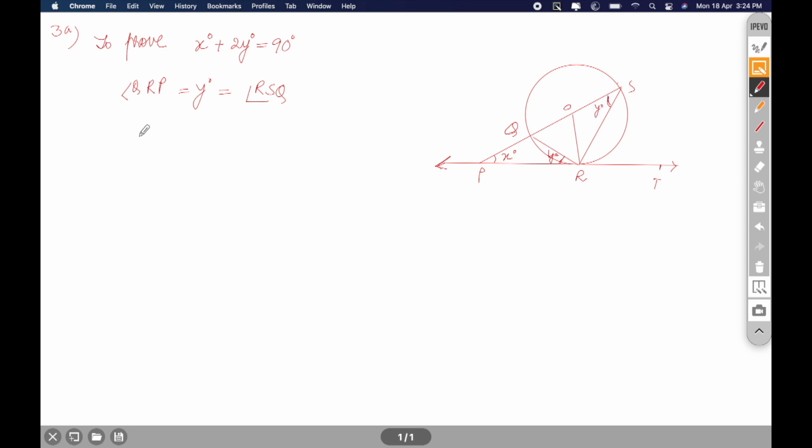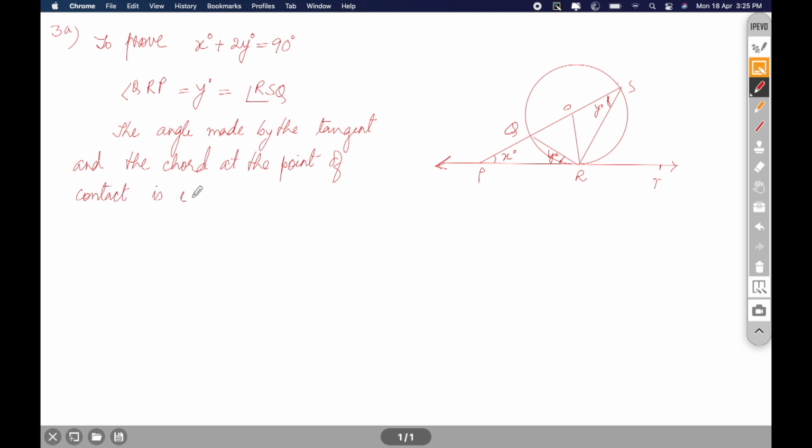Why? Because the theorem is: the angle made by the tangent and the chord at the point of contact is equal to the angle in the alternate segment.